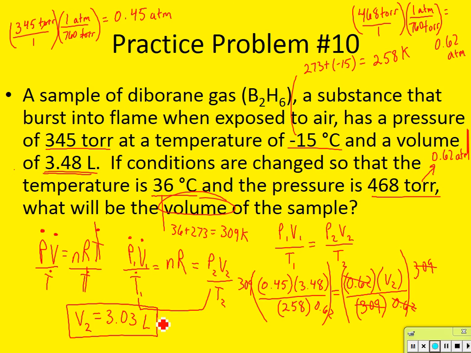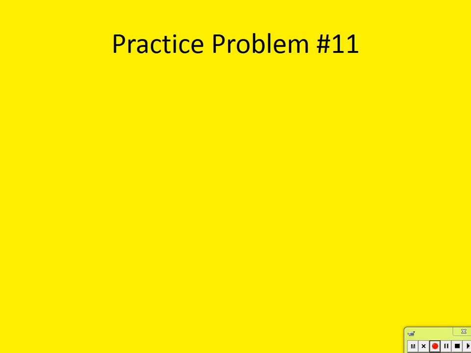Let's see if we got it right. So 3.07. Yeah, we just rounded a little bit, so that's close. Close enough. Okay, so good job. Okay, practice problem 11. This is the last practice problem using the ideal gas law.